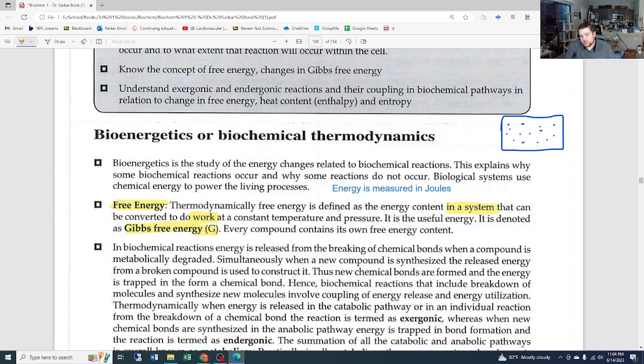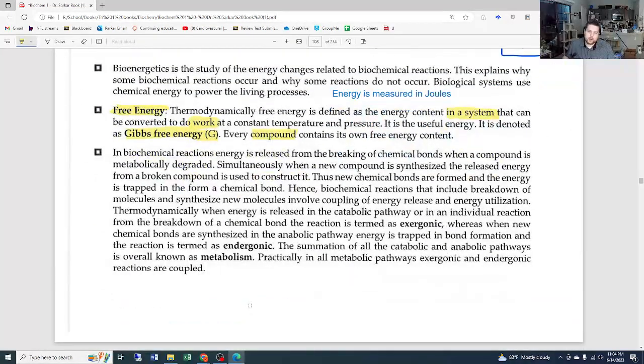Every compound contains its own free energy content. Okay, keyword there is compound. Energy is stored inside of bonds. So when a compound has bonds, when bonds break or when bonds form, we are releasing or bringing in energy away from the system. Okay. In biochemical reactions, energy is released from the breaking of chemical bonds when a compound is metabolically degraded. Okay, so breaking of chemical bonds releases energy. And we'll get more into this later.